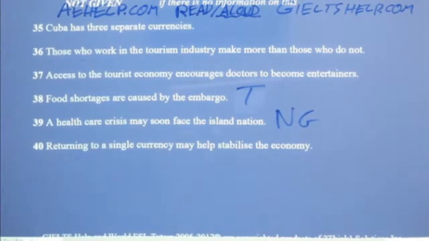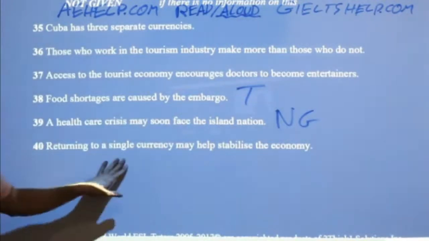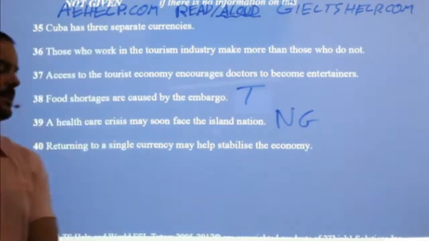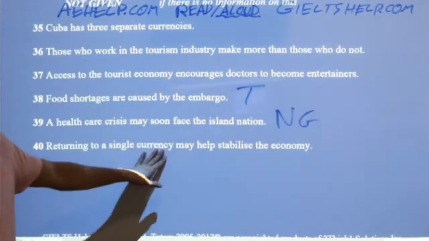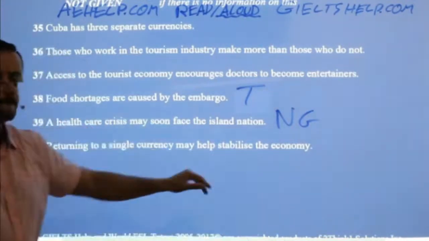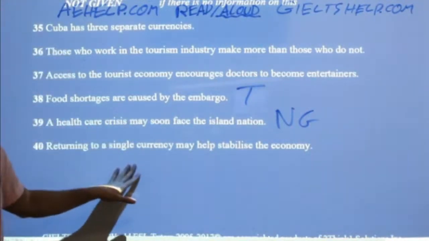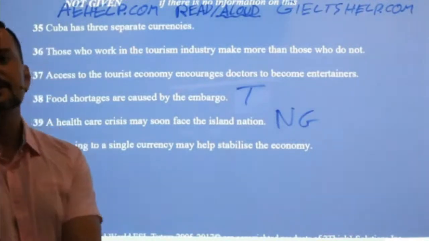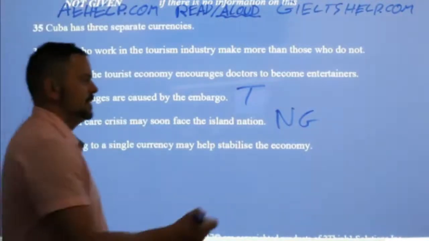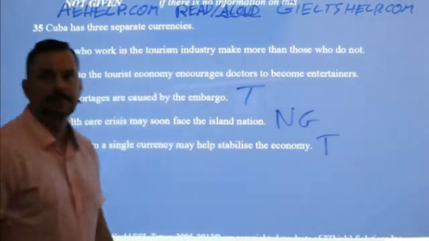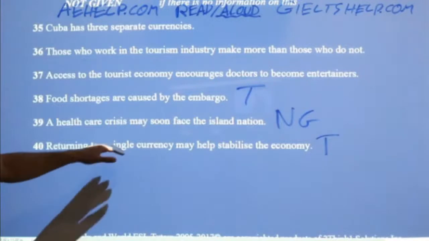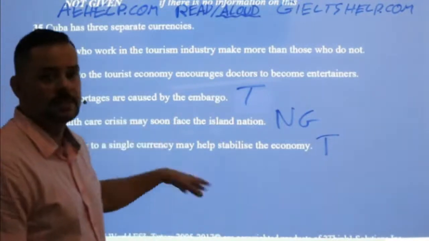Okay. Number 40. Returning to a single currency may help stabilize the economy. Is it important to think about solutions for this problem of tourism and the economy? So, number 40, is that important? Yeah, that's important, and it's true. Yeah, of course, that makes sense, right? So, yeah, that's gotta be true for sure. Okay, that's definitely important to the economy. That's what paragraph F was about. Okay, we knew that because we kept asking, what is this paragraph about?